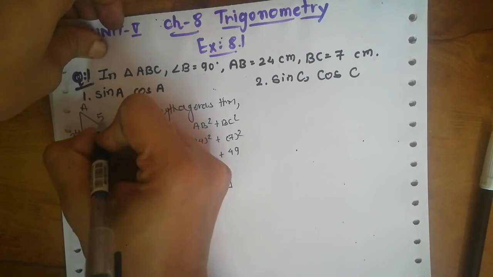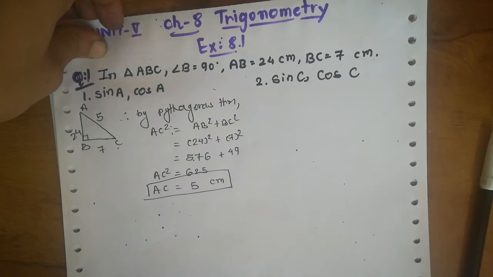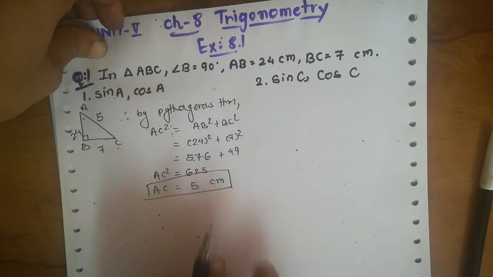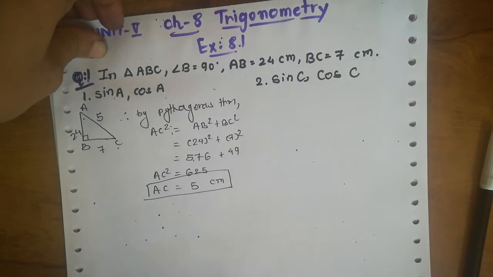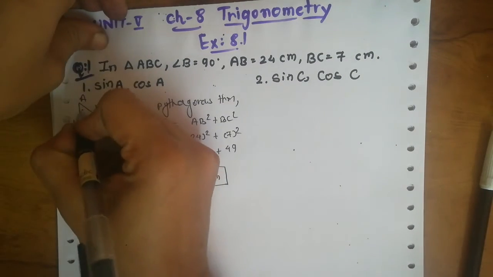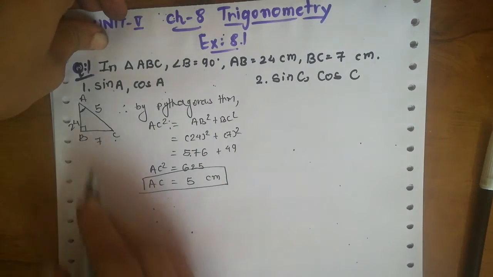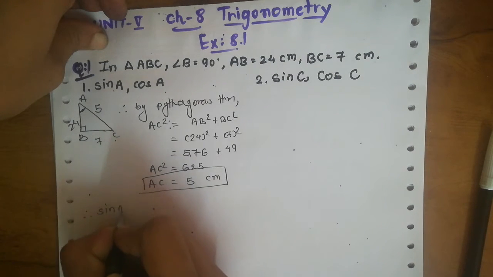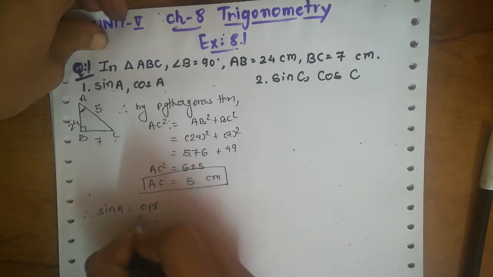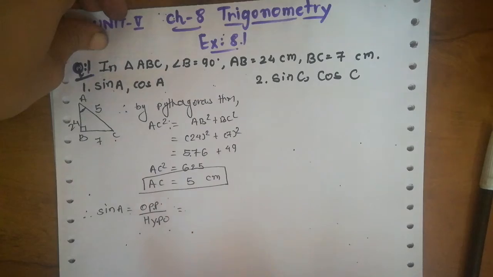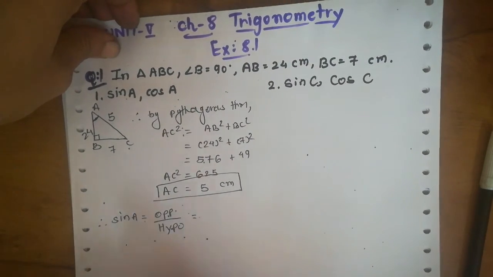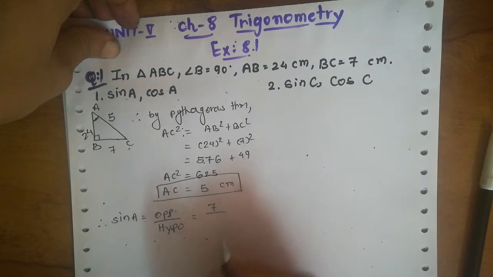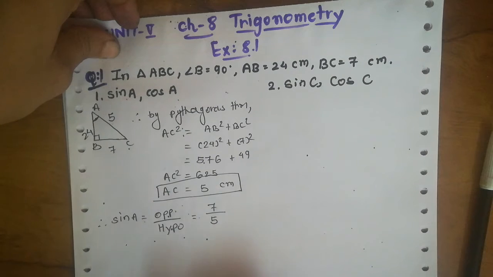So let's put it down here. AC is equal to 25 centimeter. Now we find sin A and cos A for angle A. जैसे एंगल चेंज होता है ऐसे उसकी ऑपोजिट साइड उसकी एडजेसेंट साइड भी चेंज हो जाती है. So for angle A, the opposite side is BC and the adjacent side is AB. Therefore sin A is equal to opposite by hypotenuse. The opposite side for angle A is 7 centimeter and the hypotenuse is 25 centimeter. So it's 7 by 25.